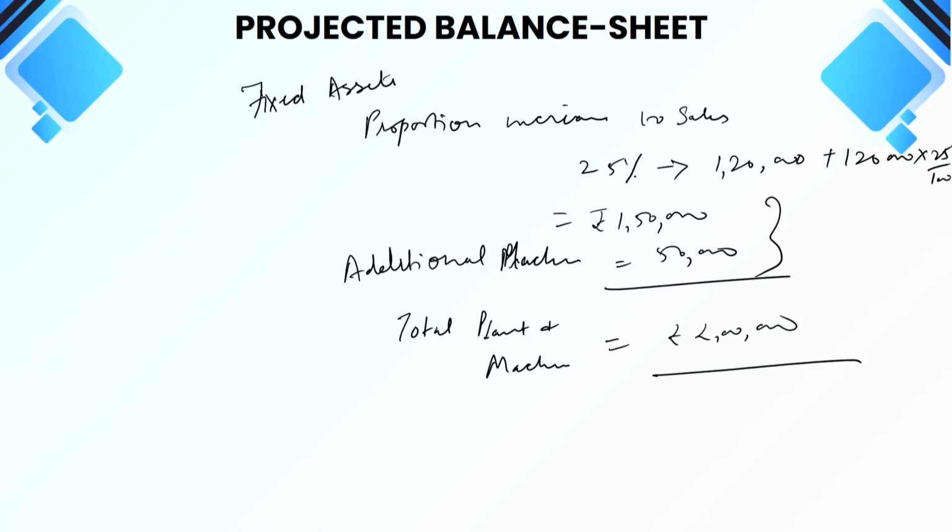But there is another asset provided, the building. As nothing is given with regard to the change in building, we assume that the building will remain fixed for our calculation purposes. So moving to the next part.